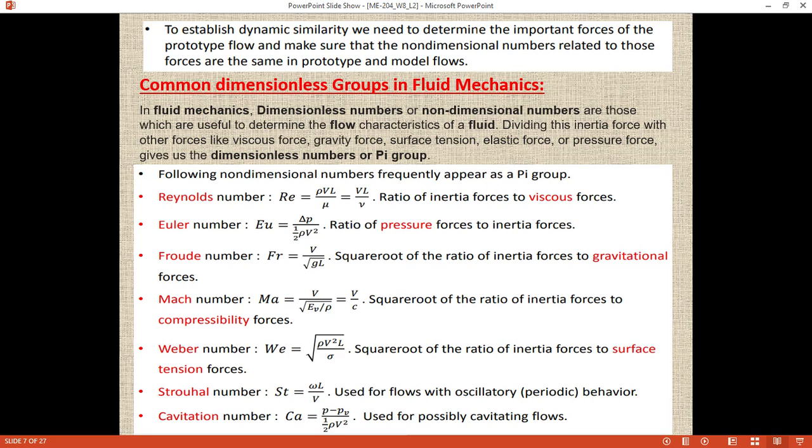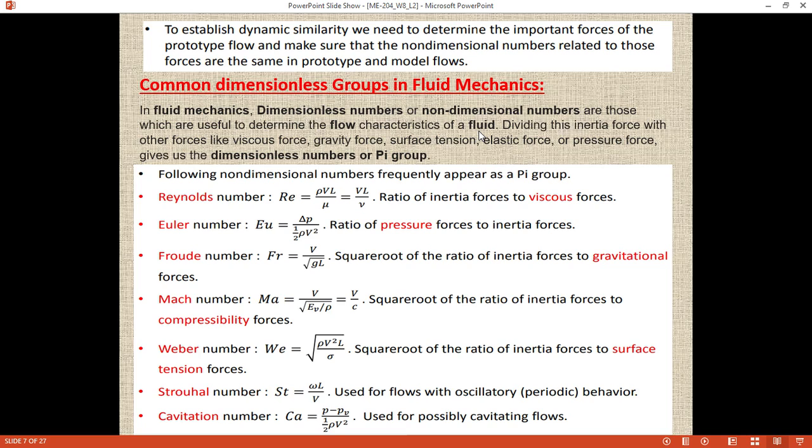So how do we achieve the Reynolds number and what is it, and what is the importance of this number in the analysis of fluid flow problems? In fluid mechanics, dimensionless numbers are those which are useful to determine the flow characteristics of a fluid.